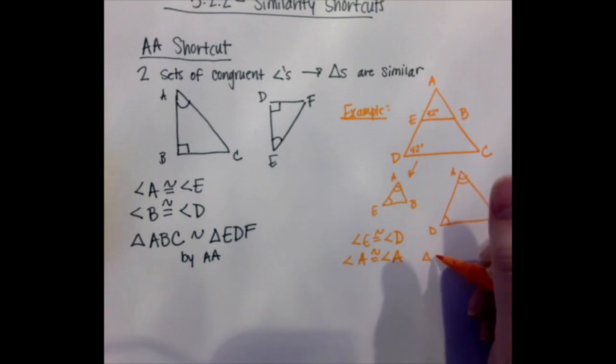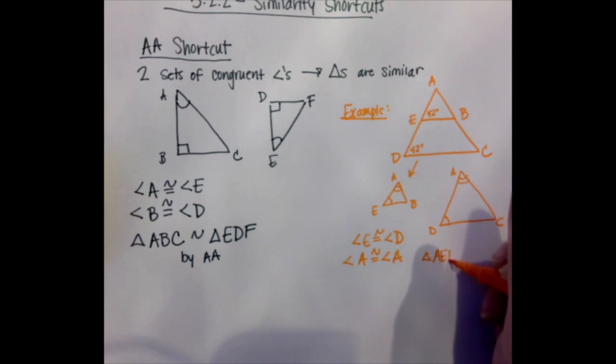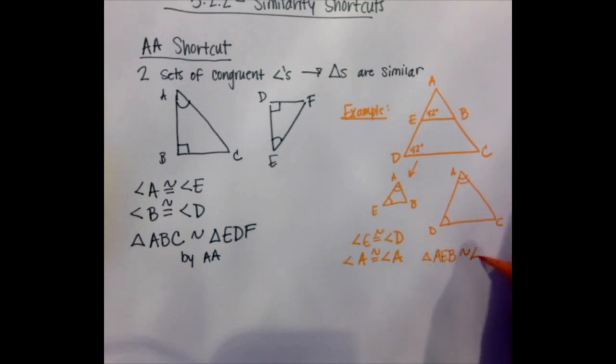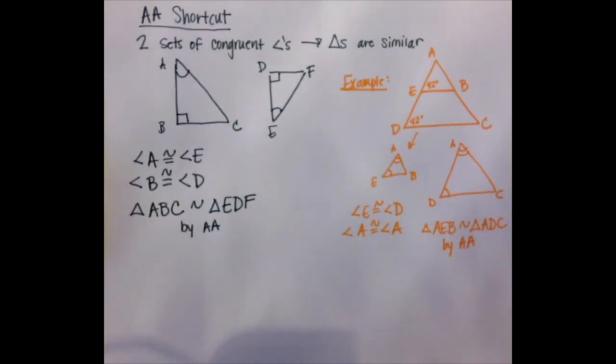So triangle AEB, which is the smaller one, is similar to triangle ADC, which is the larger one, by the angle-angle shortcut. So if you can find two angles that are congruent, you know that they're similar by the angle-angle shortcut, by AA.